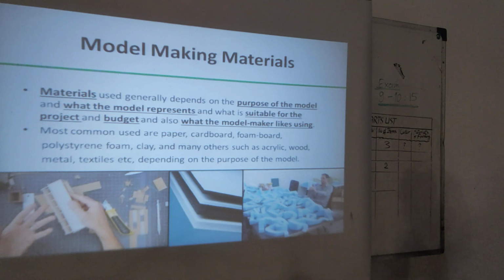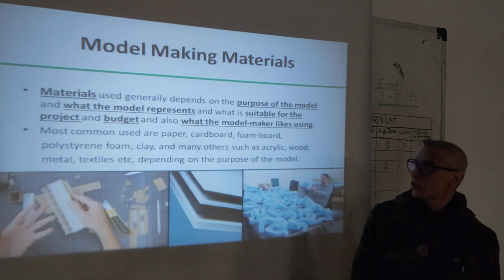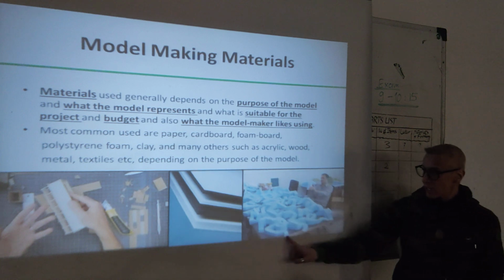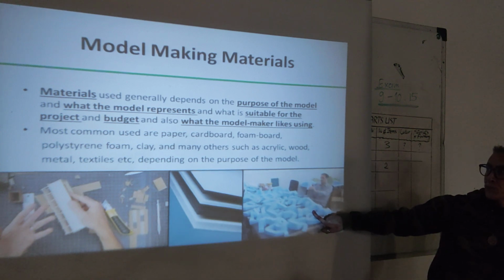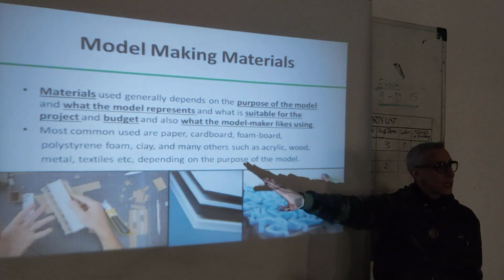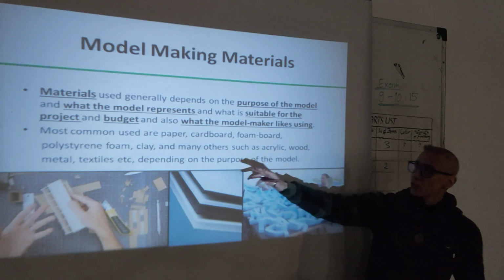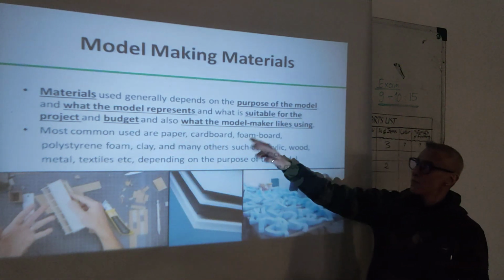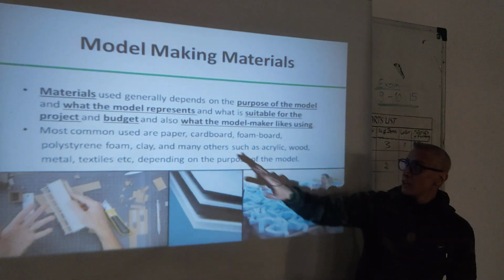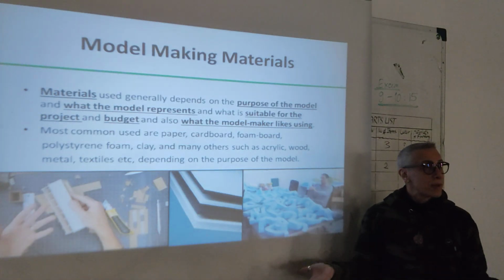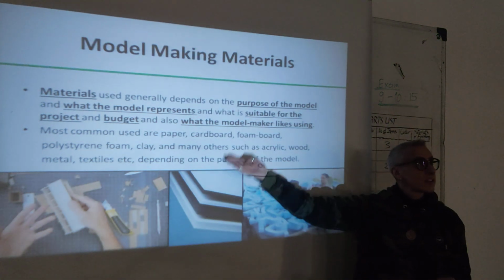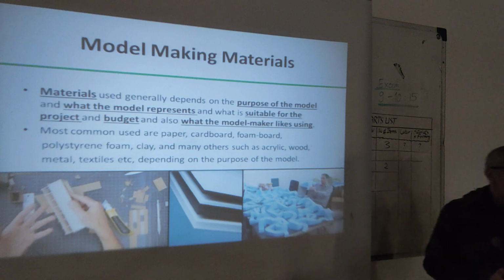So, foam board. We have also polystyrene foam. This is a type of foam, like this one here. Okay? This is a type of foam that can be used. There is also clay. You can use clay for model making. And so these are the most common ones: paper, cardboard, foam board, and polystyrene foam. The others depend on the project, it depends on the need. So we have like acrylic, which is a plastic. We can use wood, metal, textiles, and so on. Okay, depends on what you are making.